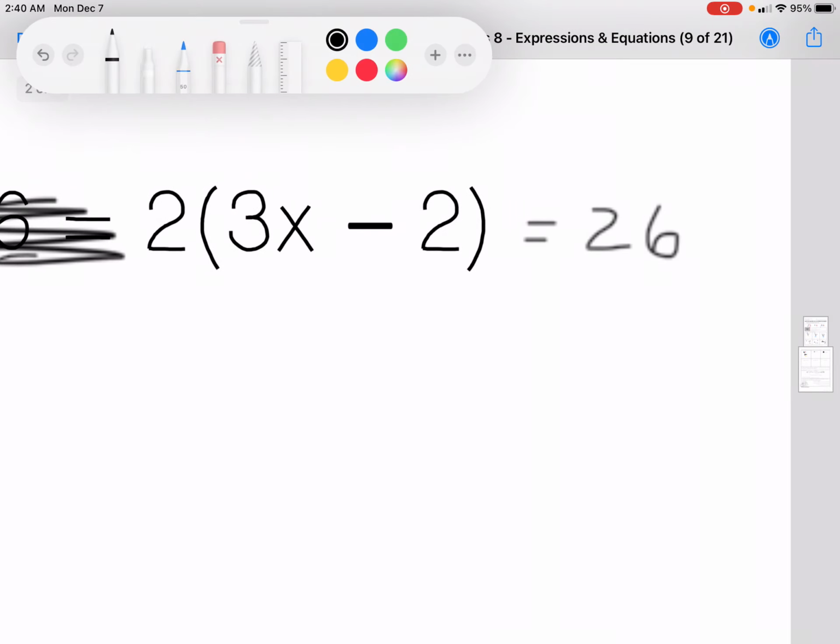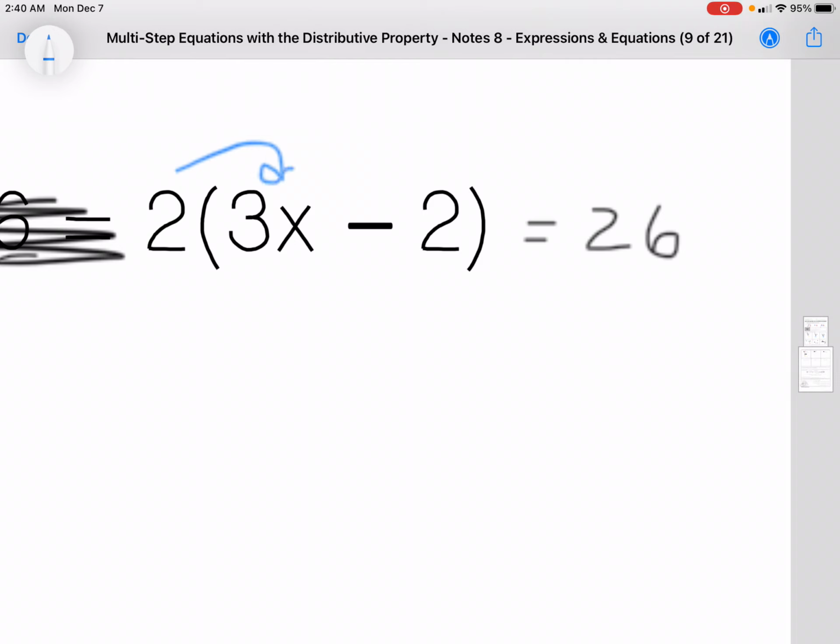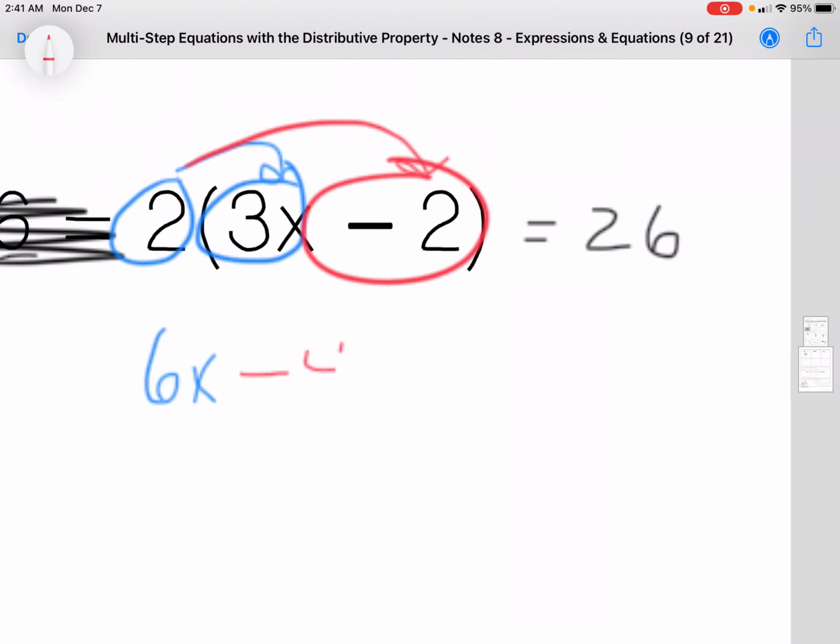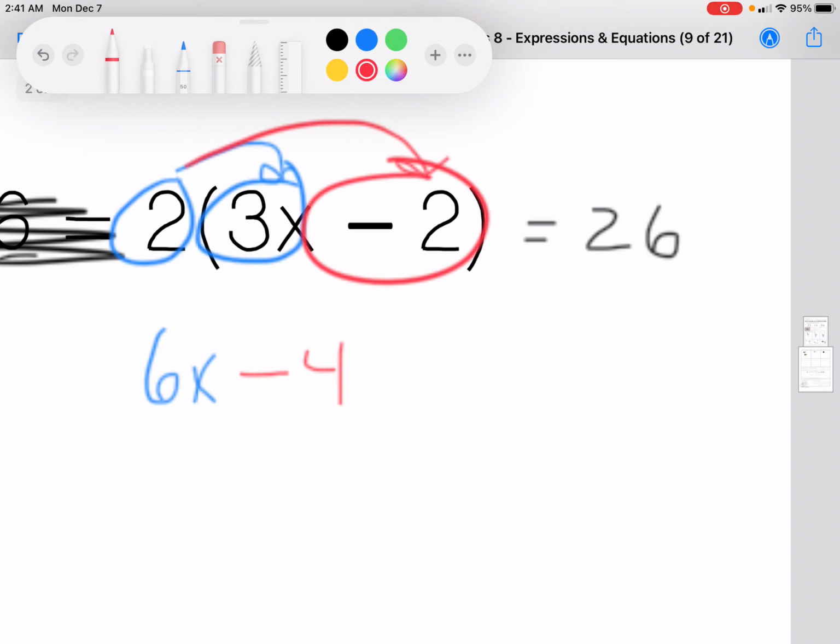Distributive property. 2 times 3x is 6x. 2 times -2 is -4. That's right. Y'all are really good today, I tell you.